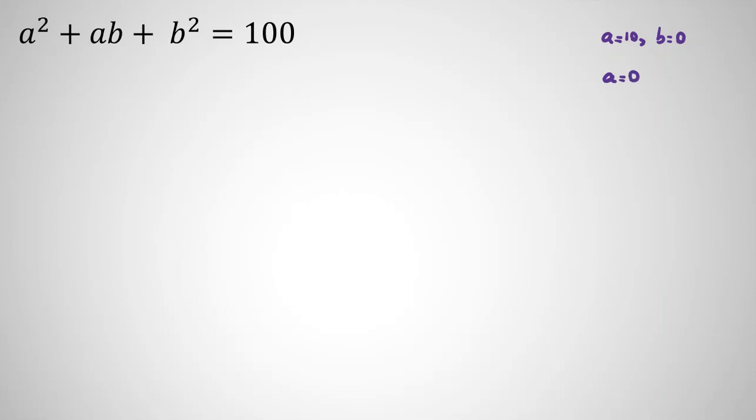Another one, a equals 0, b equals 10, because the equation is symmetric with respect to a and b. If you find any answer, you can switch them: 10, 0 and 0, 10. Now let's write, we know that a and b are integers.